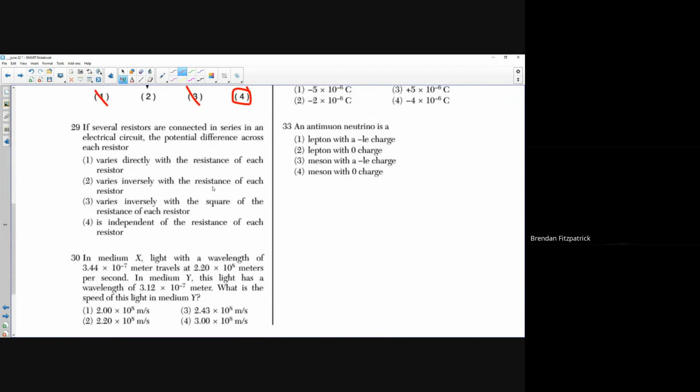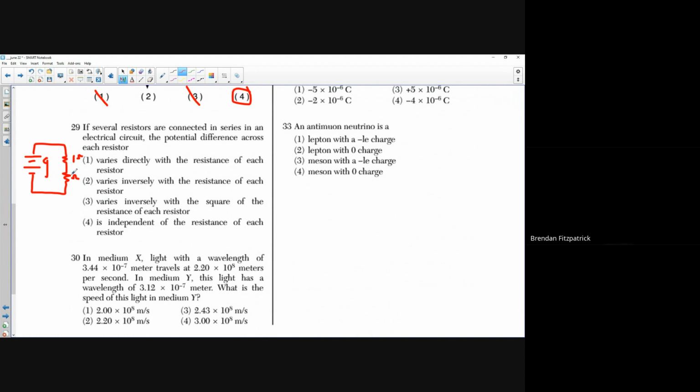If several resistors are connected in series in an electrical current, the potential difference across each resistor. So let's say you have a 9-volt battery, and then you have 2 resistors in series, and they're 1 ohm each. Then they each get 4.5 volts. They get equal volts.